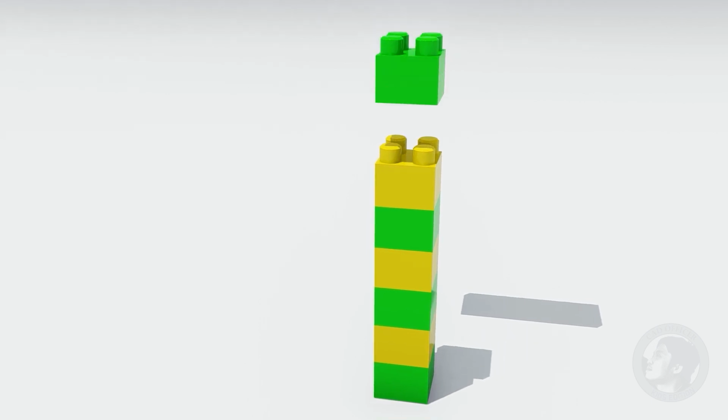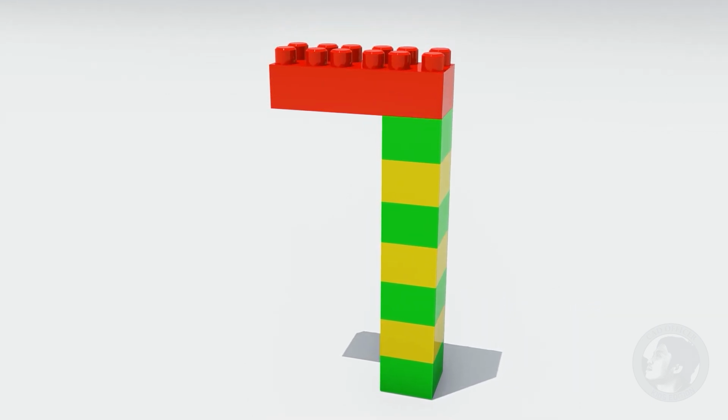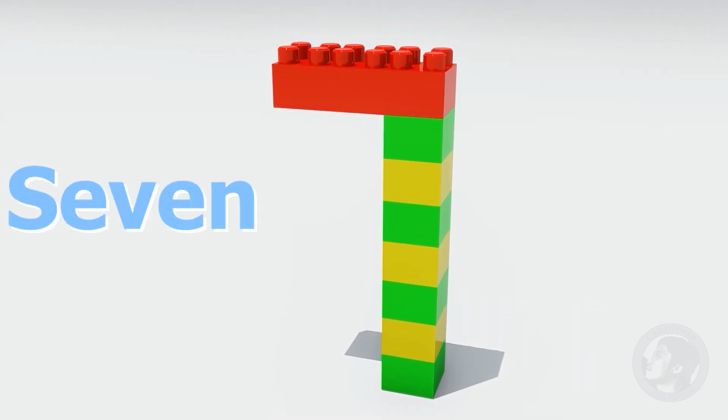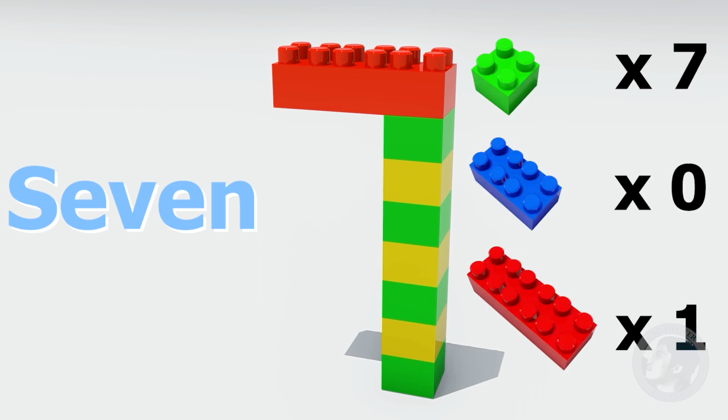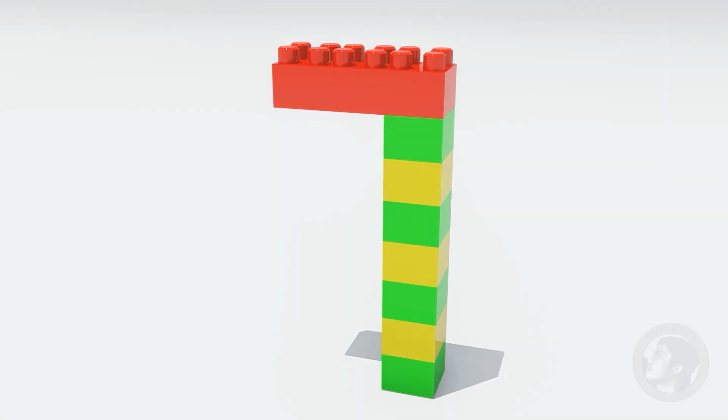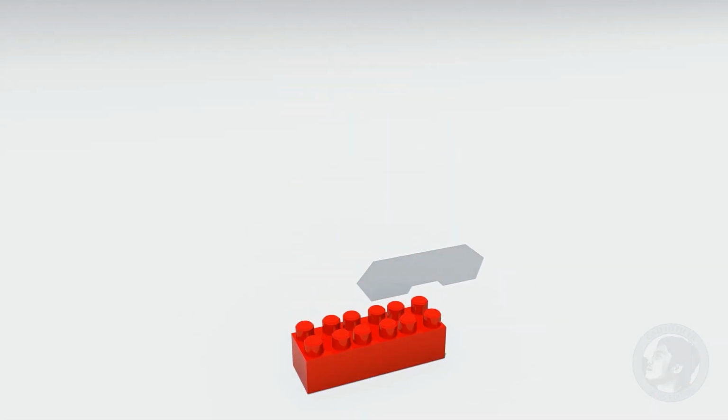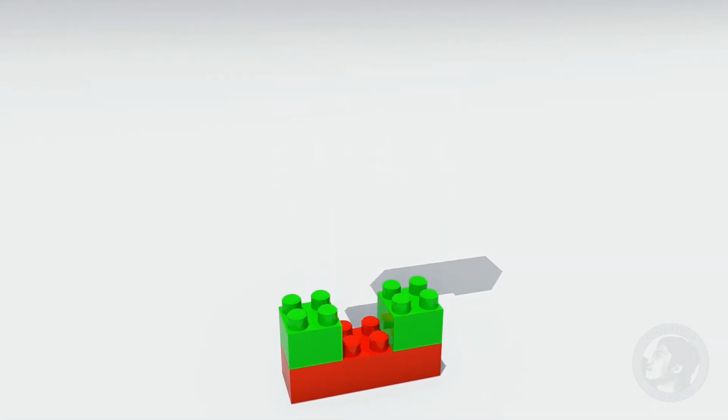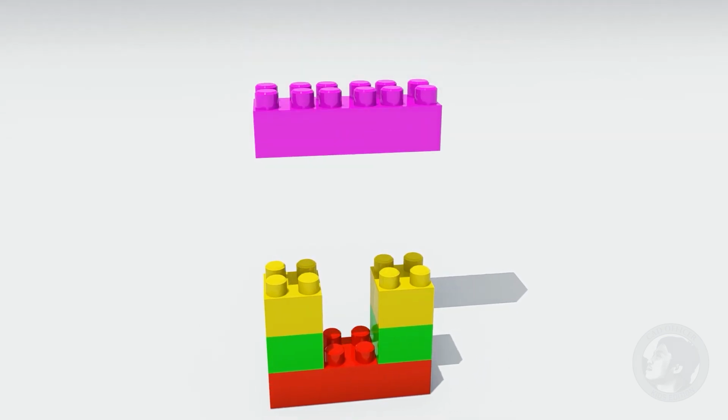Six. The itsy bitsy spider went up the water spout. Seven. Down came the rain and washed the spider out. Out came the sun and dried up all the rain. And the itsy bitsy spider went up the spout again.